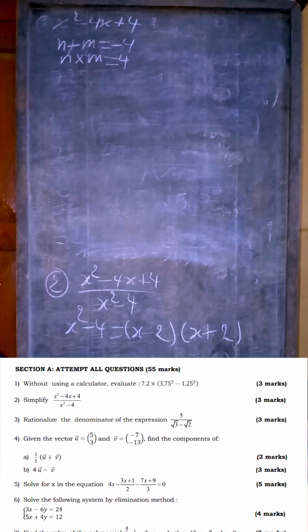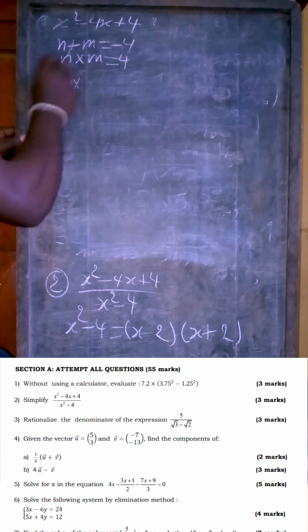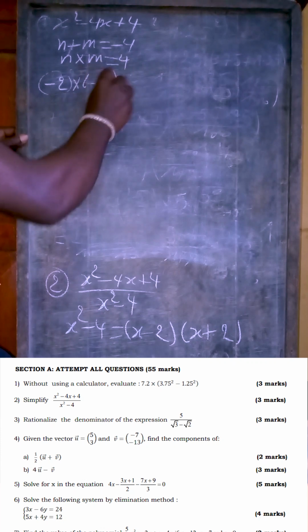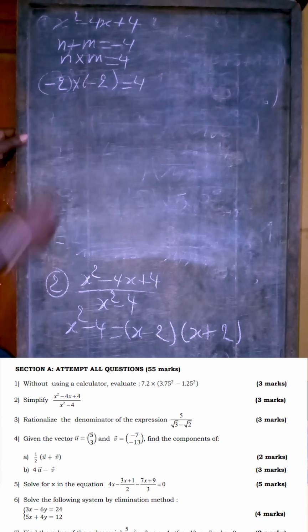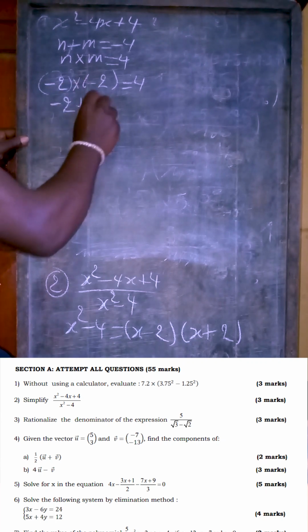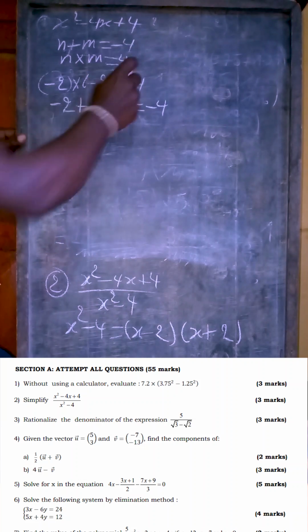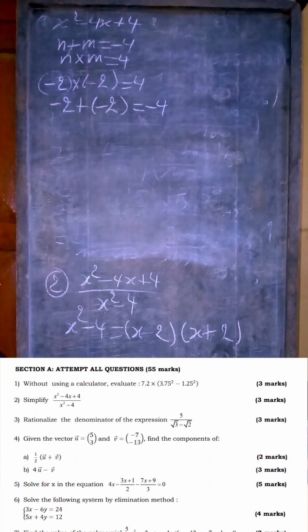Then what are the two numbers that can be summed to get minus 4? Here we can have minus 2 and minus 2. Yes, of course. If we take minus 2 multiplied by minus 2, it will be 4, so the condition is fulfilled. And also minus 2 plus minus 2 will be minus 4. The condition is fulfilled. The two numbers are minus 2 and minus 2.